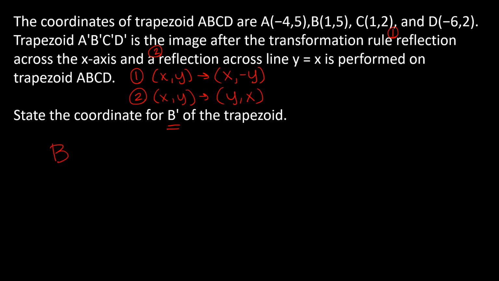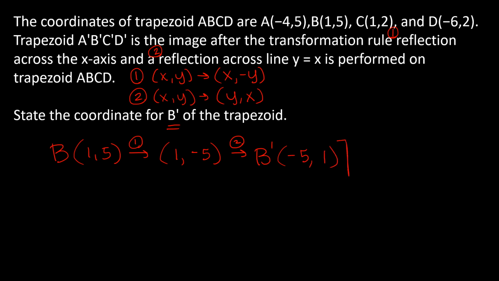So if I am looking only at my B coordinate, which is (1, 5), I'm going to apply these two rules. My first rule tells me to keep my x coordinate the same, which is 1, but take the opposite of my y, which is negative 5. And my second transformation, which leads me to B prime, tells me that I now flip my x and y. So now my x becomes negative 5 and my y becomes 1. And ladies and gentlemen, that is my answer for B prime.